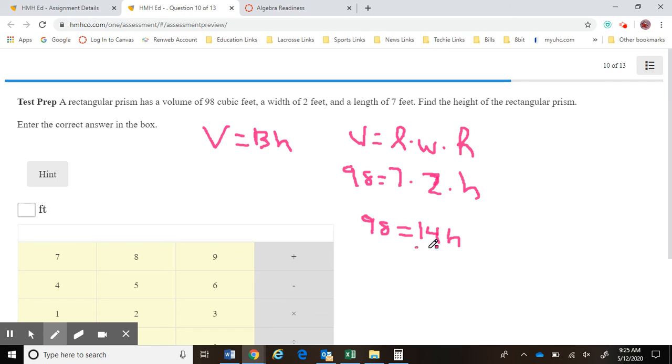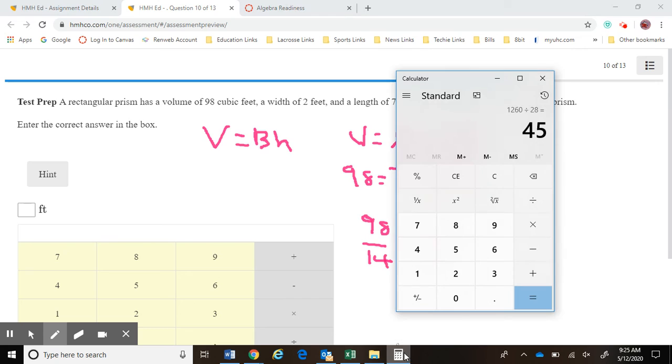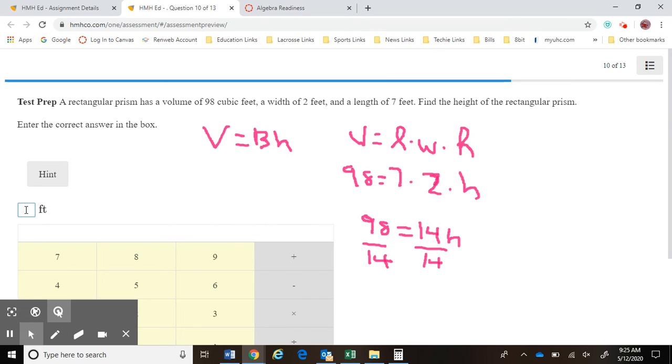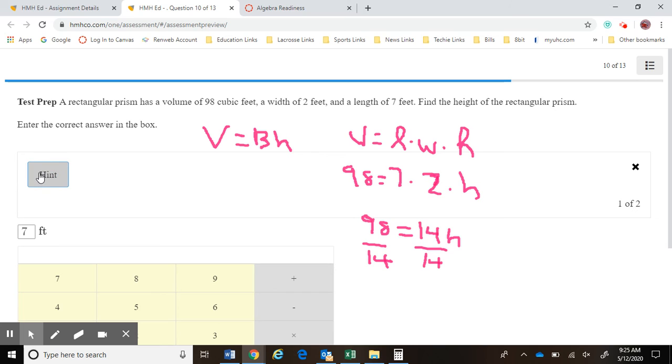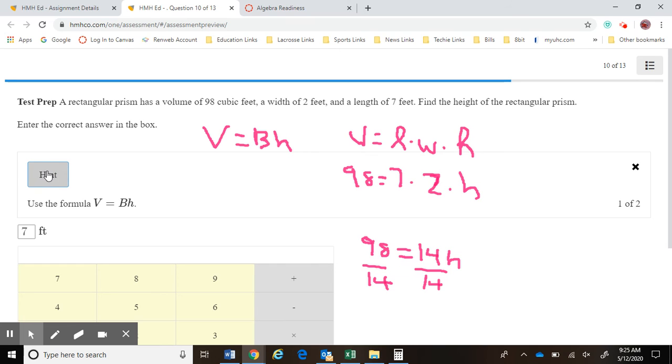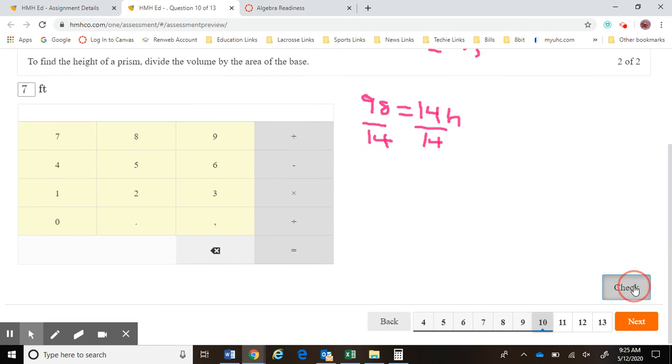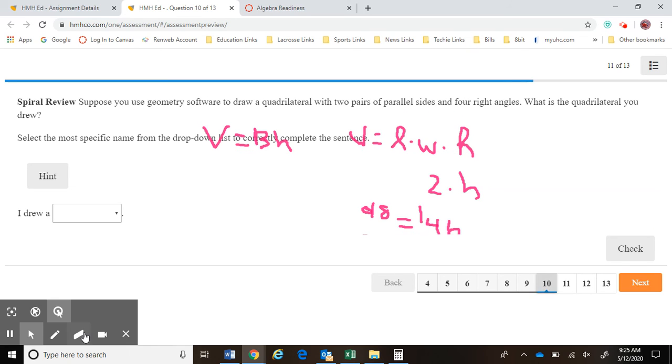We're just going to divide both sides by 14. 98 divided by 14 gives us a nice easy number to work with. We get 7. And you certainly can look through the hints if that helps. Check it, we're good. Clear my screen.